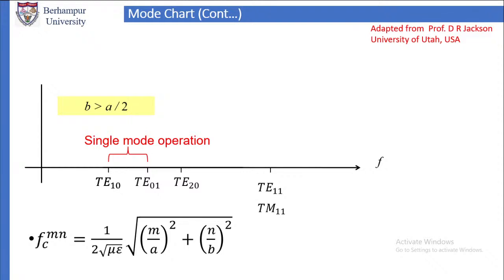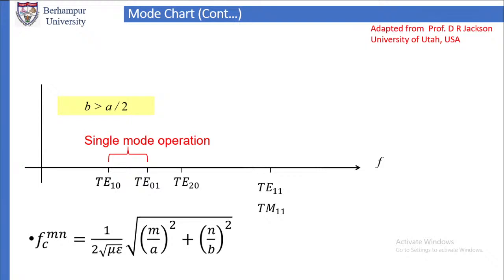Again, here we'll see b greater than a by 2. In the previous case, b was less than a by 2. In this case, b is greater than a by 2. Here again, for single mode operation, you will see the same distribution. The distribution is TE10, then, since TE20 is not there, the TE01 mode. So single mode operation occurs at TE10 and TE01.